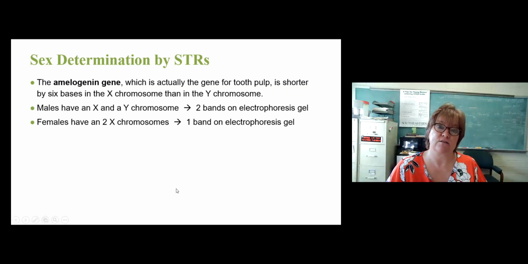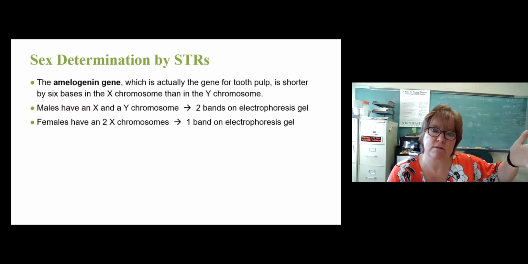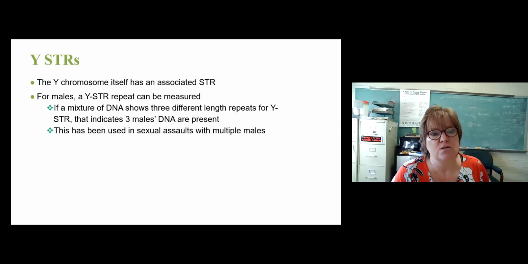So, in classical gender, you have XX and XY. There are some other types of gender, XXY, XYY, and that gets a little bit more complicated. But for traditional gender typing, you could determine that from the short tandem repeat typing that we've been talking about. So Y-STRs are something else.